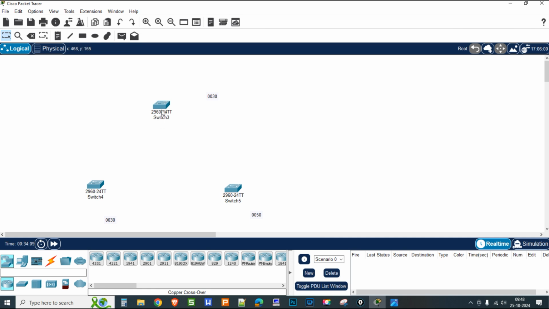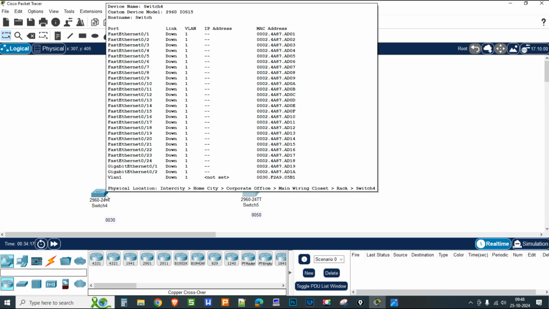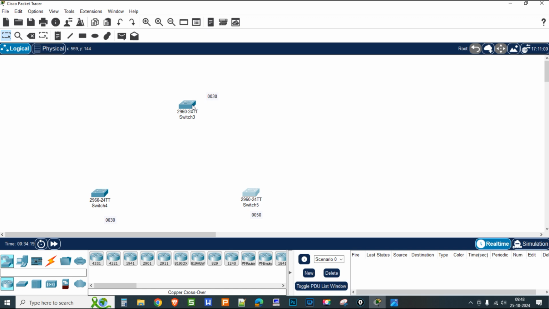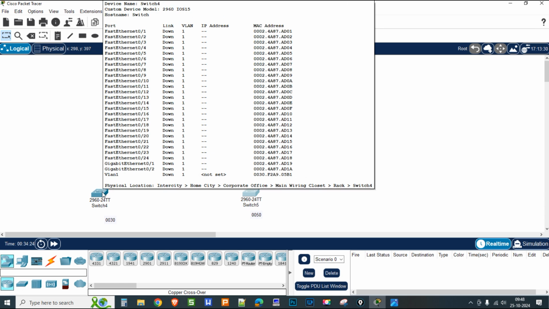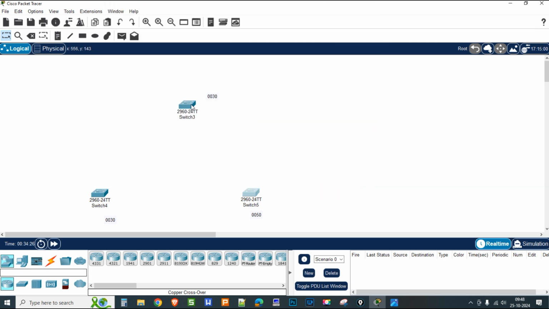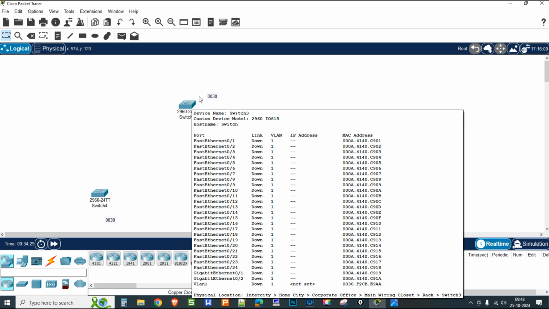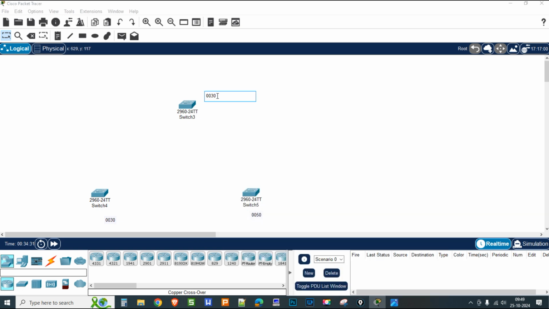Here you can see the MAC address, the first 4 hexadecimal digits 0030, then F2 A9. Here it is 0030 F2 CB. Which one is the lower? A9 is the lower, CB is the higher. F2 CB is higher, F2 A9 is lower.